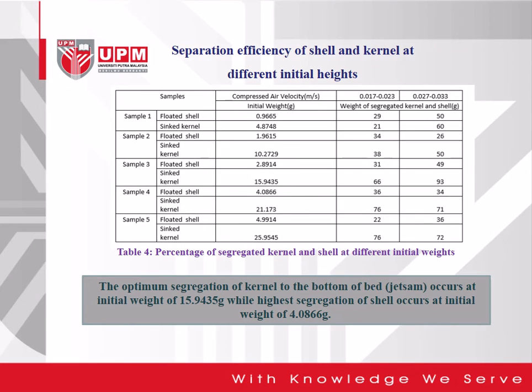For the second experiment, separation efficiency of shell and kernel at different initial weights. The optimal segregation of kernel to the bottom, the jetsam, occurs at an initial weight of 15.9435 grams, while the highest segregation of shell occurs at an initial weight of 4.086. It can be clearly shown that as the size increases, the possibility for it to separate decreases. So we can see that initial weight has a strong influence on the separation of kernel and shell.